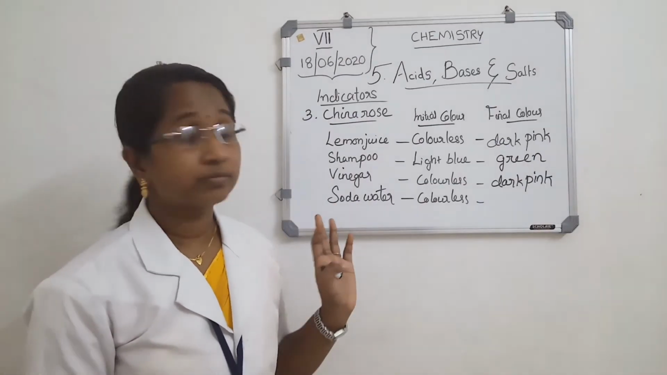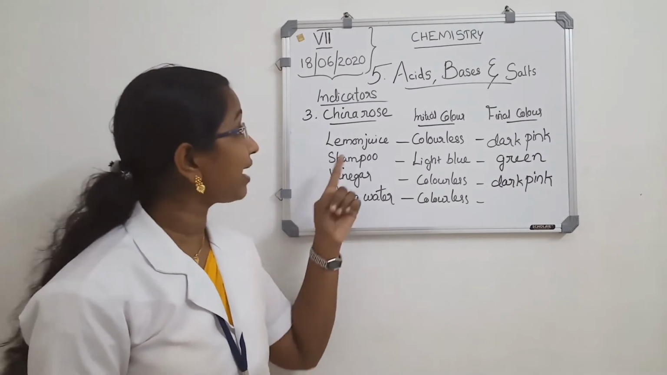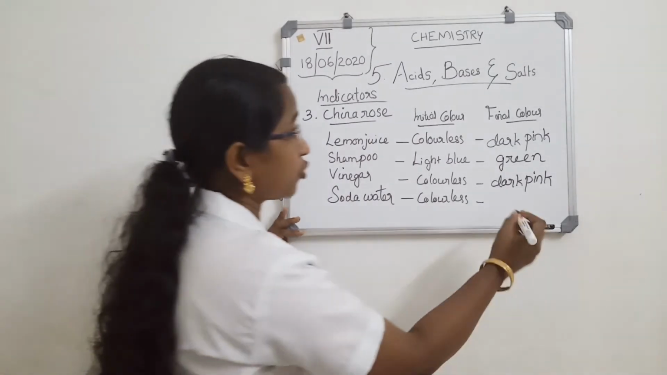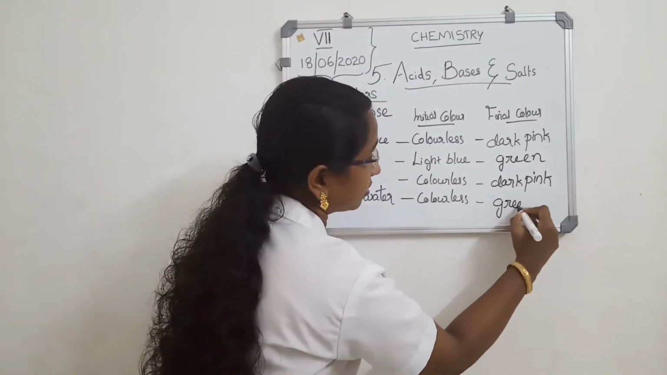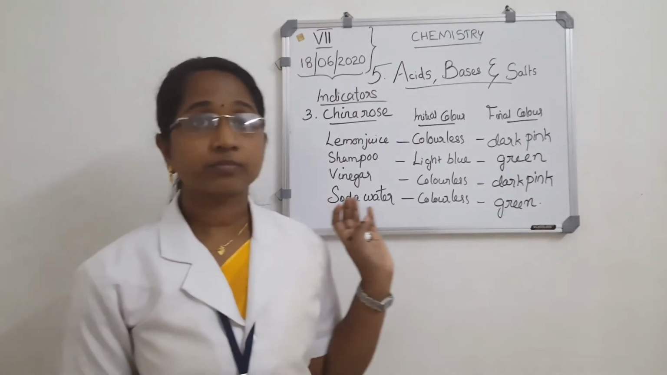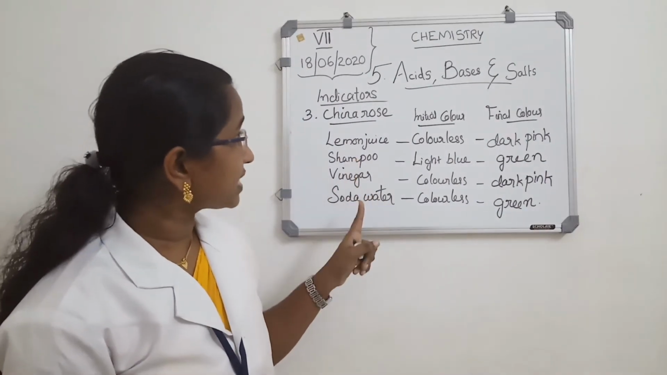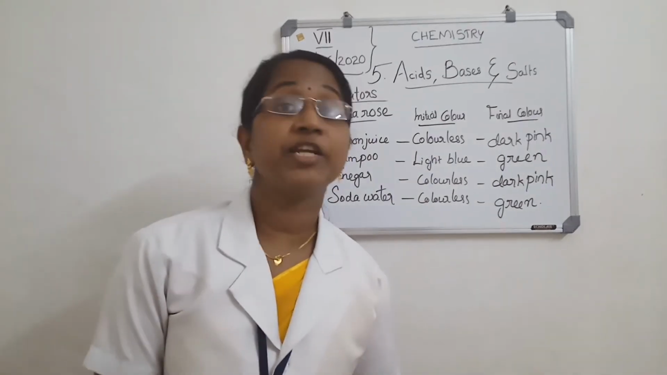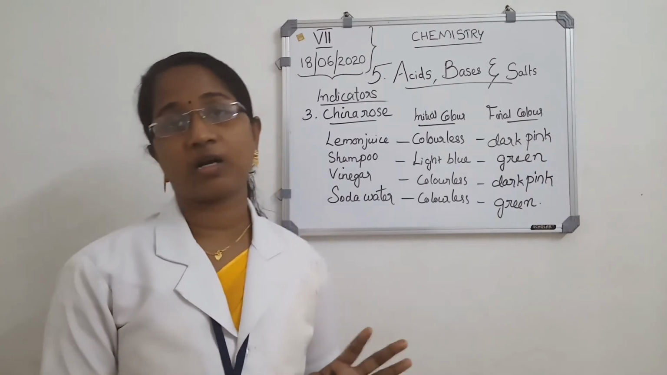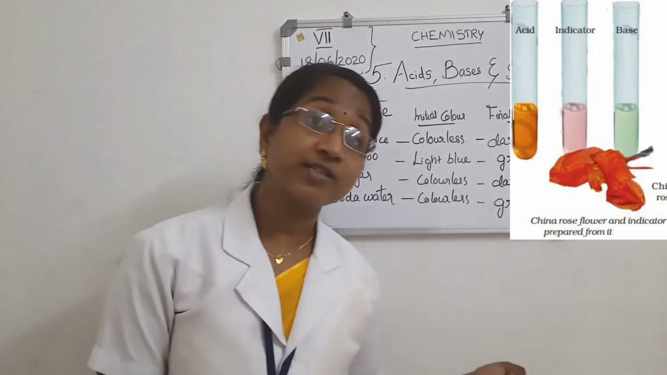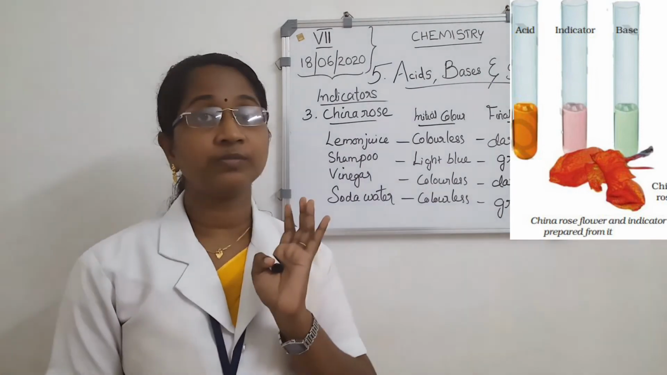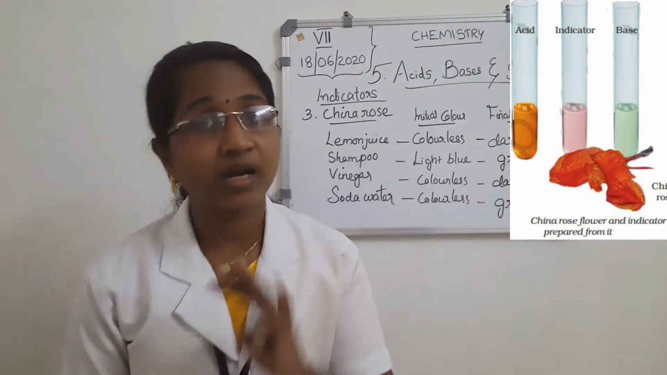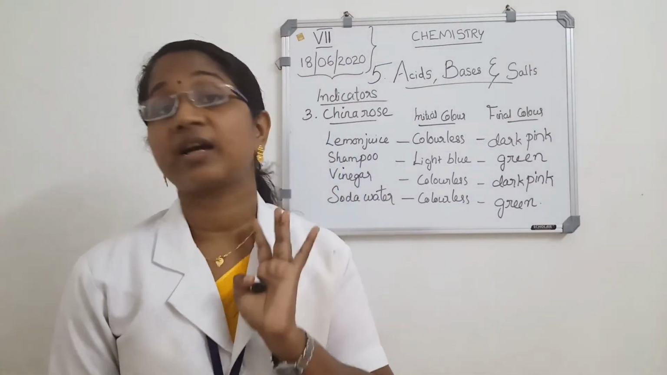Next, soda water is also a colorless solution. When we add the China rose indicator to soda water, it changes to green color. Okay. From this we can find that the China rose indicator changes acidic solutions to dark pink color and changes basic solutions to green color.